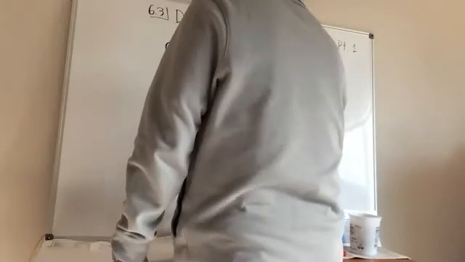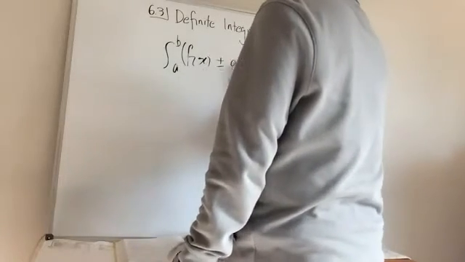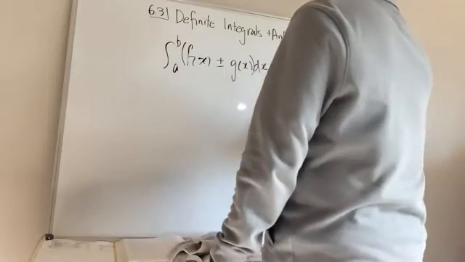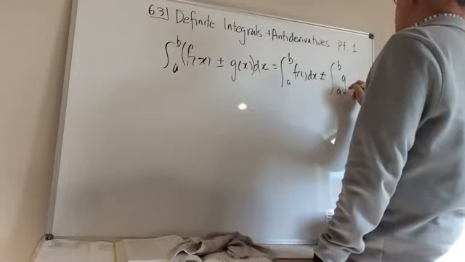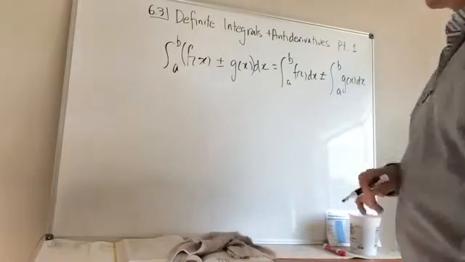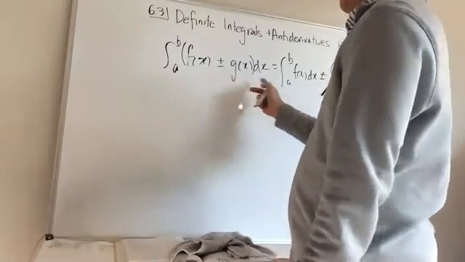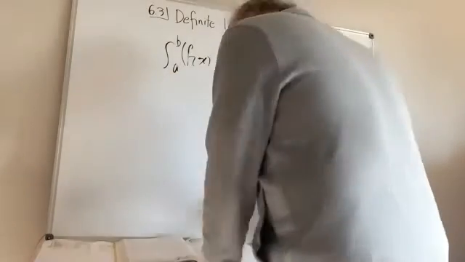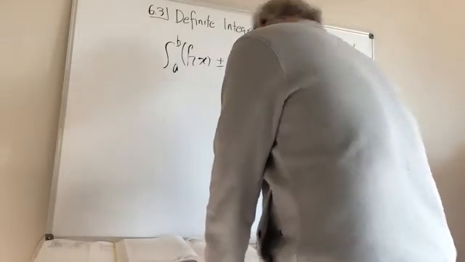And then we have sum and difference. If I have the integral from A to B of f of x plus or minus g of x dx, this is the same as the integral from A to B of f of x dx plus or minus the integral from A to B of g of x dx. So the sum or the difference just carries over to each integral. That is 6. And then we have 7. That was 5, I'm sorry, that was 5.